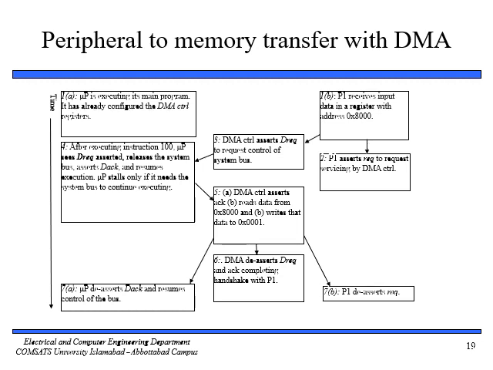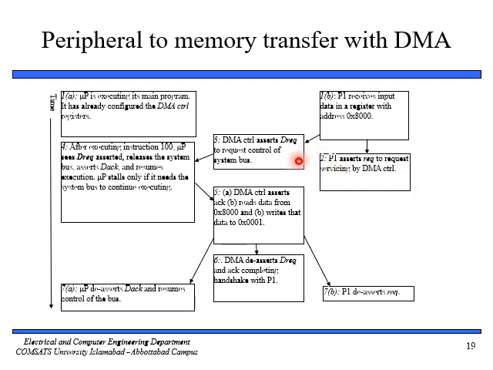So in 1, the microprocessor is executing its main program, and it has already configured the DMA control register. In 1B, P1 receives input data in the register with address 0x8000. In 2, P1 asserts request. So we do not have an interrupt here, we have a request. So P1 asserts request to request servicing by the DMA controller. So P1 is now requesting DMA to service its request.